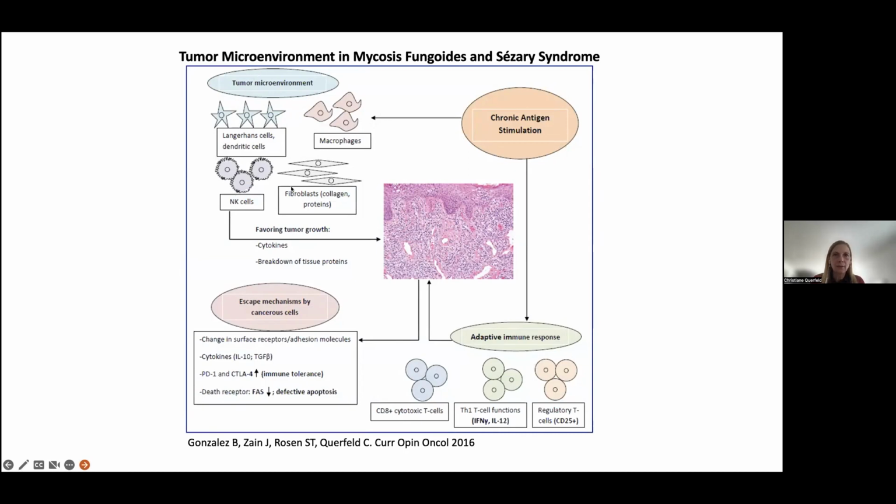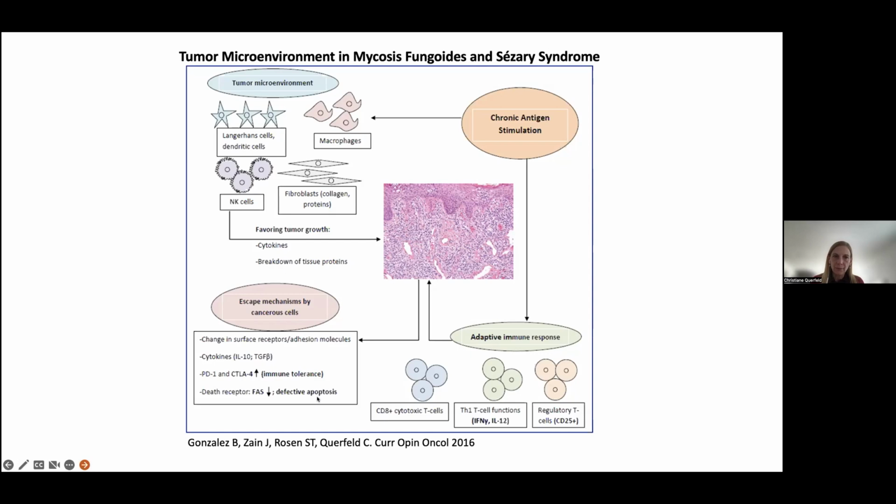And so we have the immunologic microenvironment. We have the innate Langerhans cells, dendritic cells, macrophages, NK cells. And then we have escape mechanisms by the tumor cells. Again, the checkpoints can be upregulated.